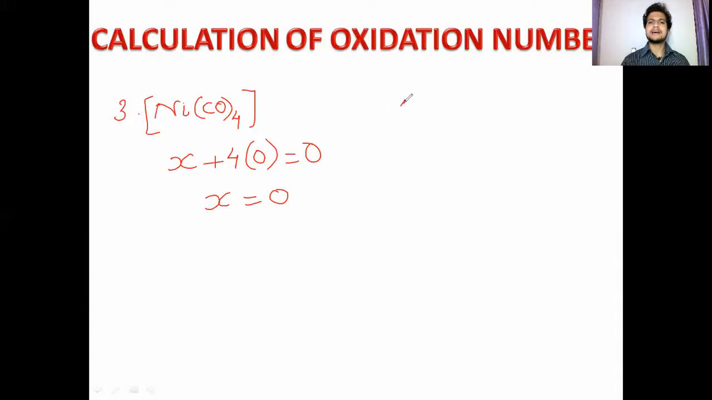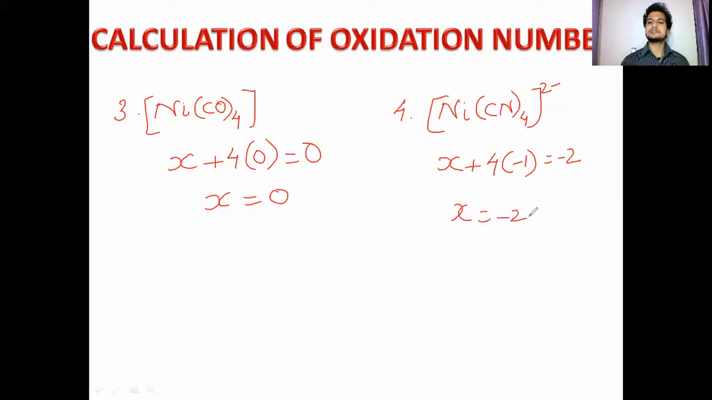Okay. Let me take another one, a nickel complex again, like [Ni(CN)4]2-. Again, nickel is X, cyanide is 4 into -1. What is the total charge? -2. So X will be -2 plus 4, which gives me +2. So nickel is present over here as Ni2+. Different complexes, different oxidation states. So depending upon the complex, the oxidation state will vary. That is how we calculate the oxidation number of various metal ions in a complex.